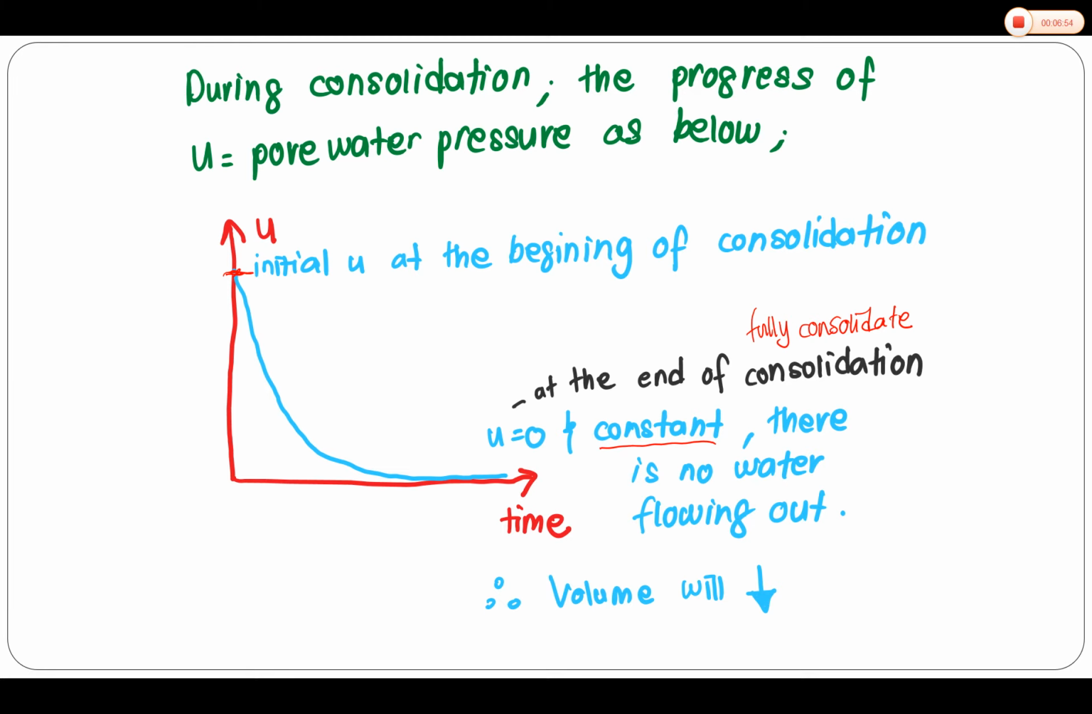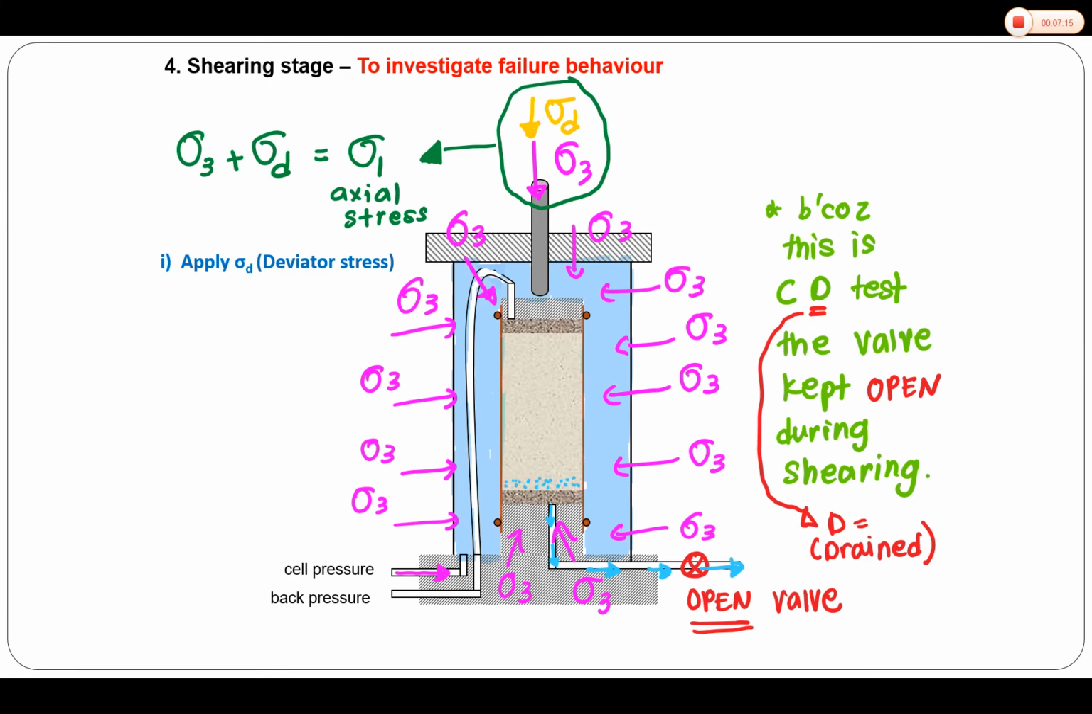So during the consolidation process, at the same time the volume will reduce. Why? Because water is coming out. So it reduces the volume in the specimen. When we achieve full consolidation, we will proceed with the next stage. The next stage, or the last stage actually, is the shearing stage.